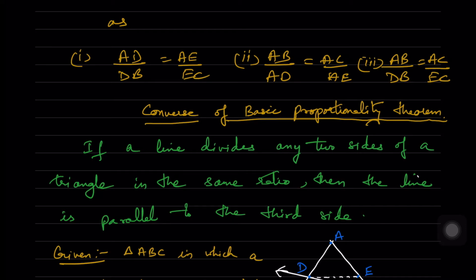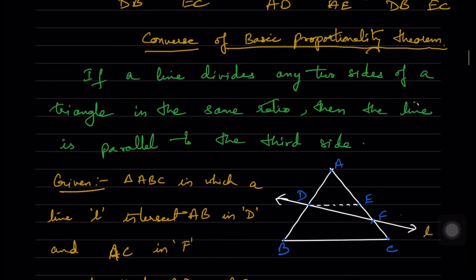Parts or full by part, you can do these corollaries. Okay. Now next, converse of basic proportionality theorem. If a line divides any two sides of a triangle in the same ratio, then the line is parallel to the third side. So now what is given to us?